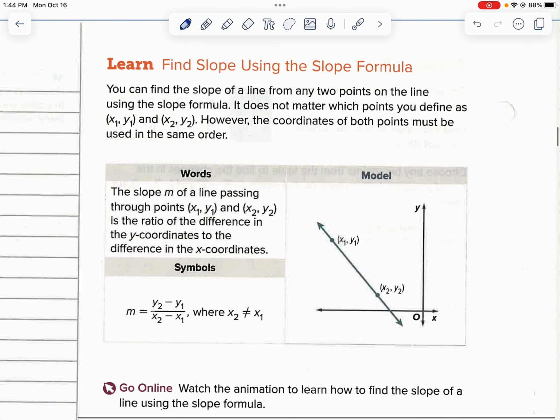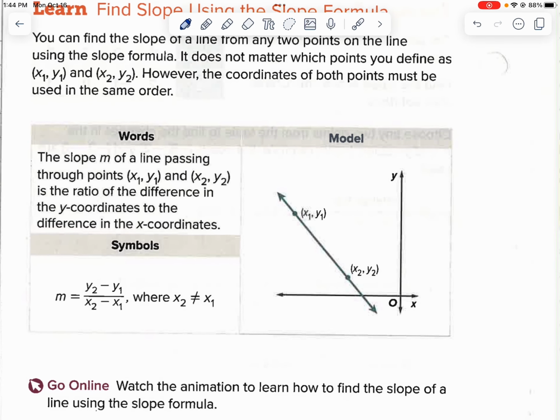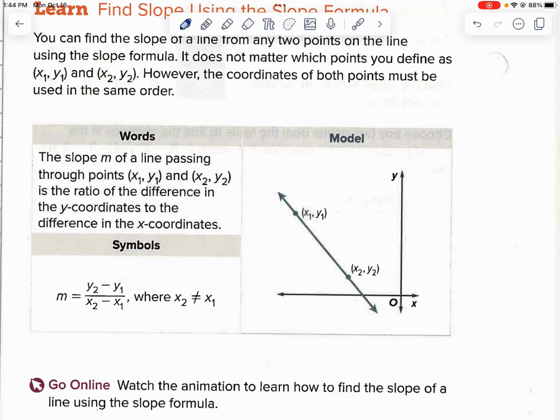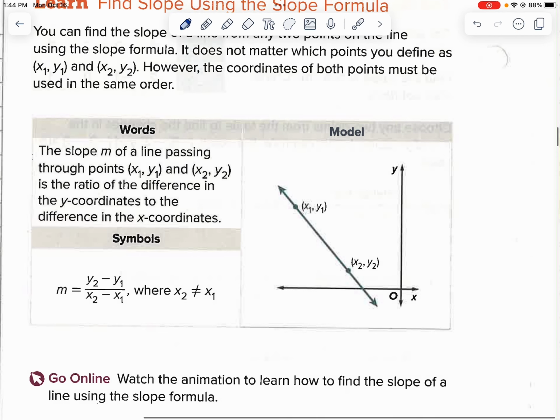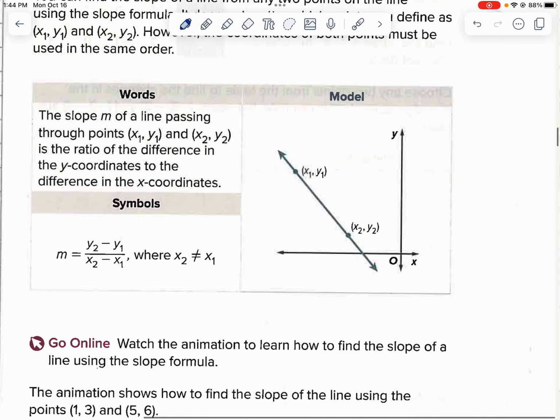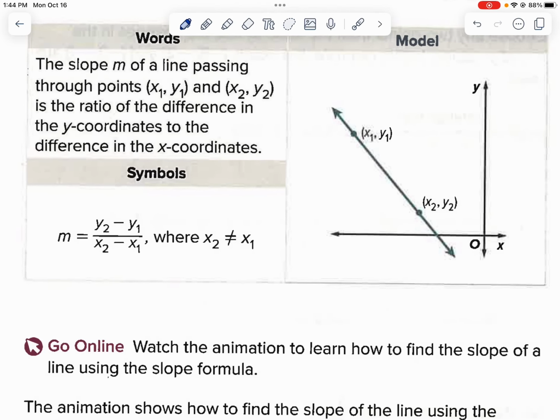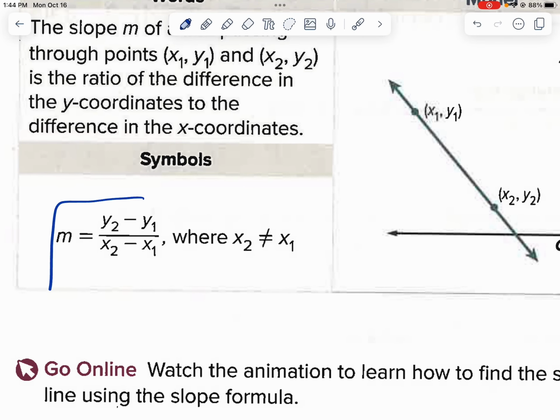Okay, you can find the slope of a line from any 2 points on the line using the slope formula. It does not matter which 2 points you define as x1, y1 and x2, y2. However, the coordinates of both points must be used in the same order. Okay, so this is the formula that we're going to have.